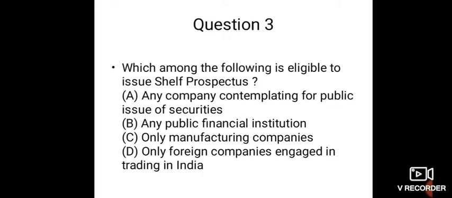Third question is, which among the following is eligible to issue shelf prospectus? Option A, any company contemplating for public issue of securities. Option B, any public financial institution. Option C, only manufacturing companies. Option D, only foreign companies engaged in trading in India. Shelf prospectus.